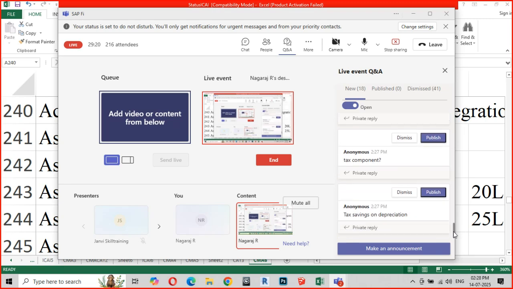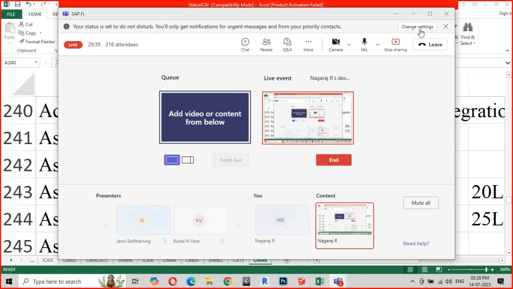Tax component, okay. Tax savings and depreciation, okay. This is another information. What else? From the costing perspective, what else? 2 more minutes, okay. I'll give you 2 more minutes. Think about it.